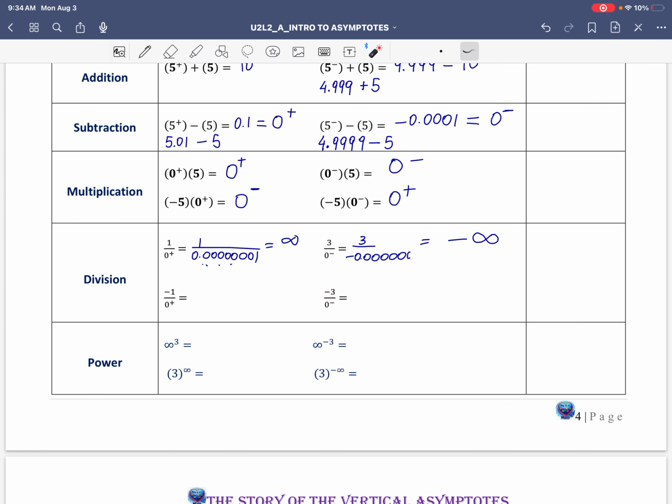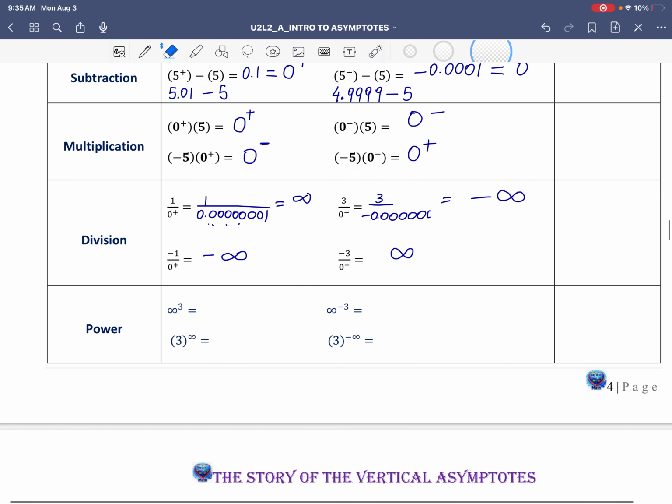So negative 1 divided by 0 plus, again, is going to give a very large number, which will be negative in this case. And these two numbers will divide again to give a very, very, very large number. And because this is negative and this is a negative, so negative 3 divided by negative 0.000001, it will give a positive large number or positive infinity.